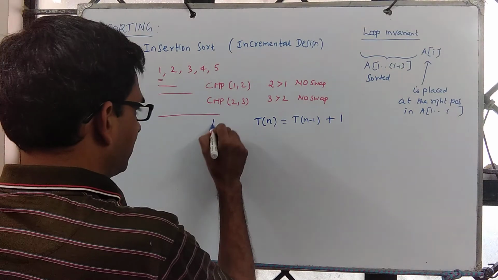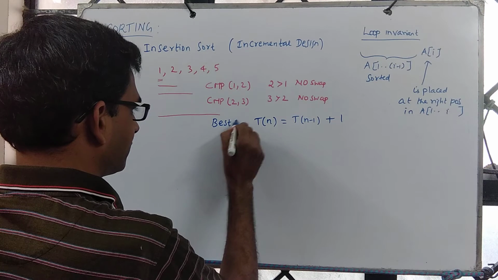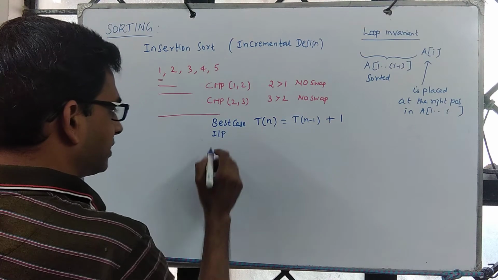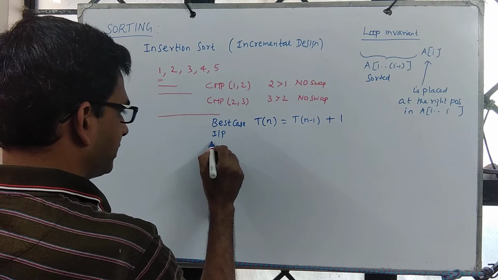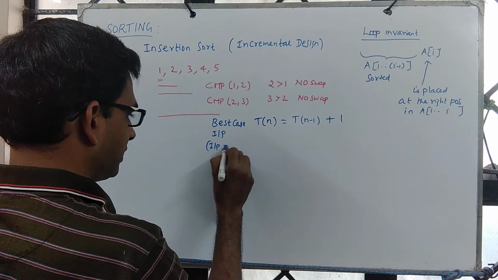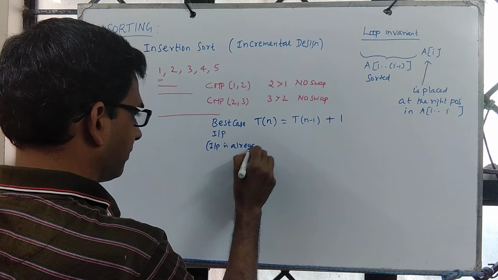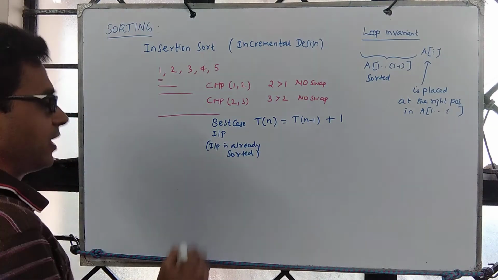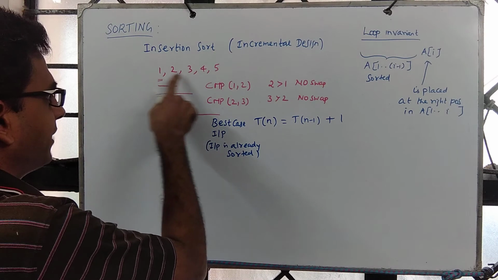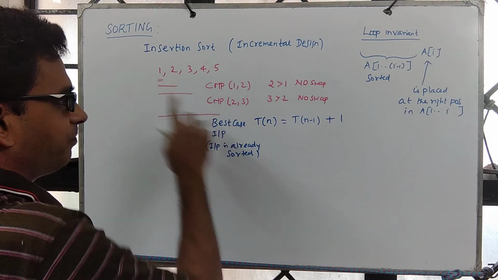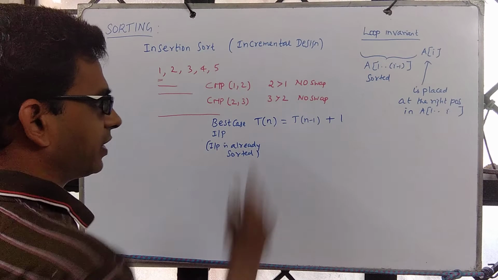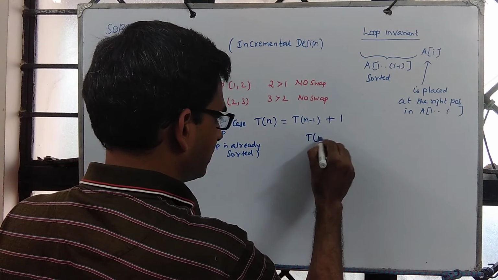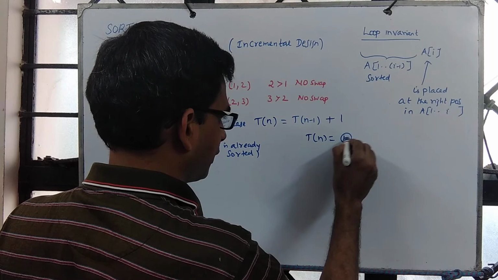So please note, this is our best case input. The input is already sorted. At each stage we make one comparison, one comparison, no swap. So this is what we get. So what is the solution to this recurrence? The solution to this recurrence is theta of n.